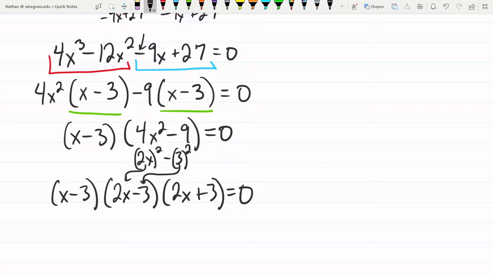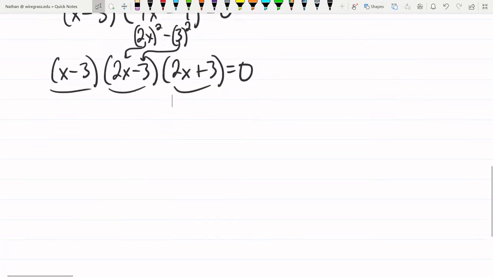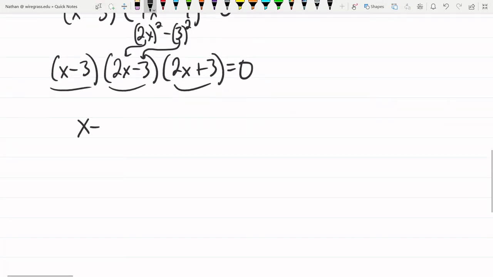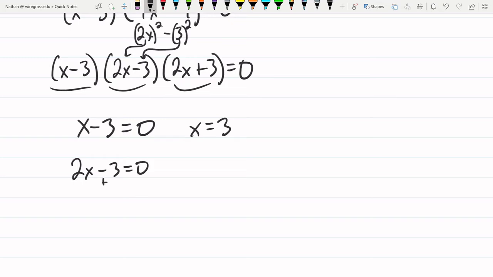Now I can solve this by setting each one of these things individually equal to 0. If any one of them is equal to 0, then the whole thing becomes 0 because they're all multiplying. So let's do that. We get x minus 3 equals 0. This means that x equals 3. Then 2x minus 3 equals 0. Well, you can add 3 and divide by 2. That gives you x equal to 3/2.